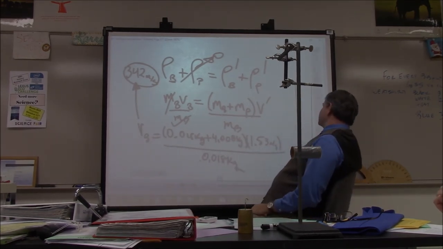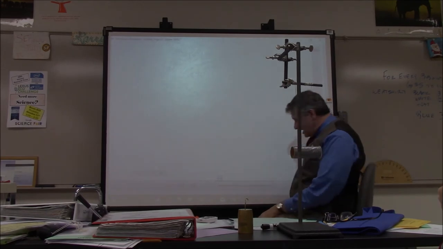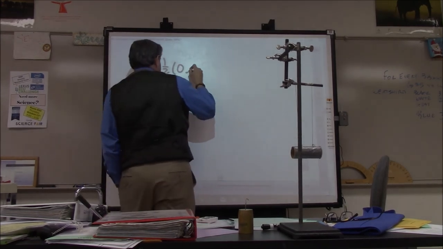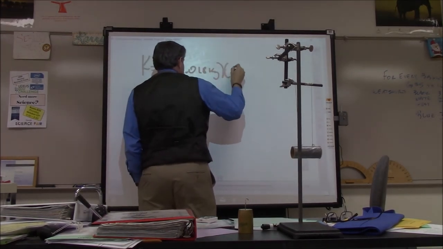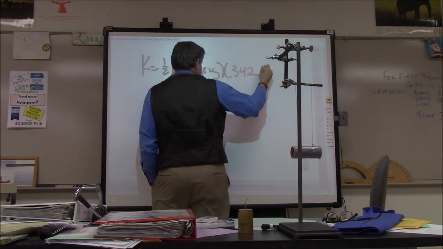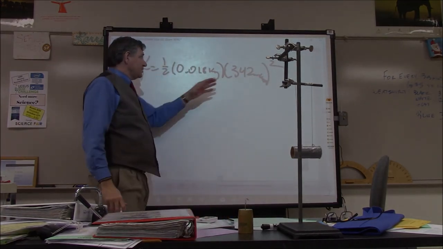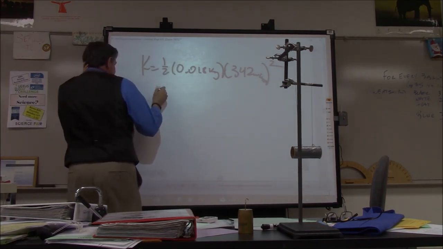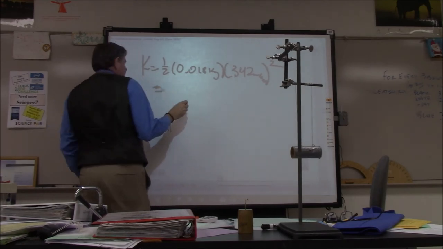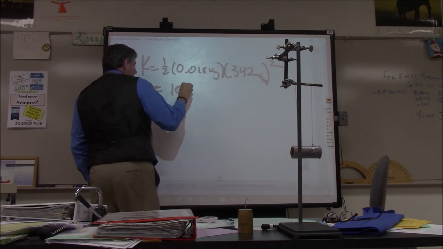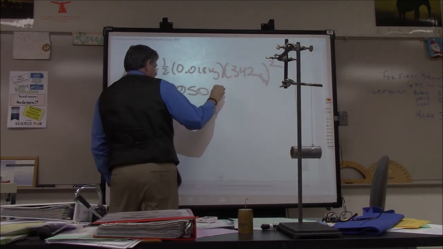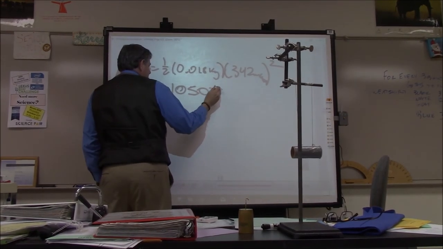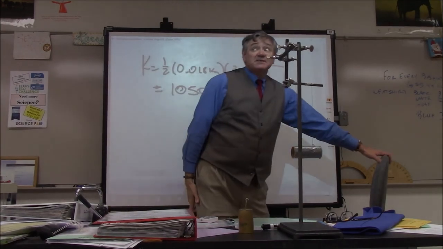So here's the deal. I'm going to take that bullet, which has a velocity of 342. So this is going to be 1/2 times a mass of 0.018 kilograms times 342 meters per second squared. So somebody square 342 and then multiply that by 1/2 times 0.018. Yeah, 1,050 joules. Okay? Now, that's a lot of joules.